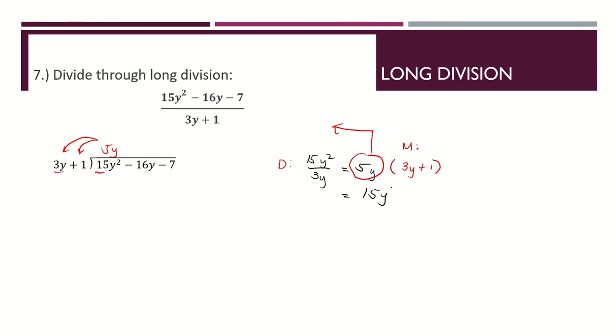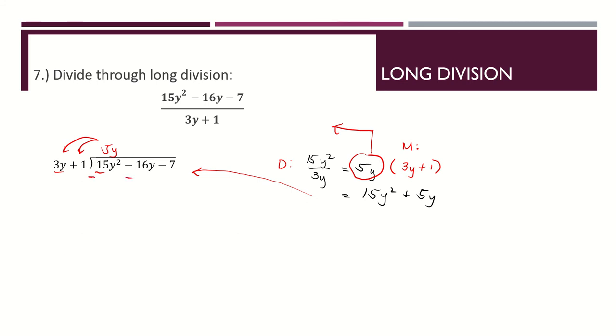Pag hindi ka bumalik doon, ibig sabihin may mali sa pag-divide mo. No? So, 5 times 3 is 15, y times y is y squared, and 5y times 1. No? So, wag niyong kalilimutan yun. You still have to multiply yung second term. No? So, yung iba kasi hindi i-multiply yung second term. Okay? So, after we divide, ito po ay isusulat natin under. Okay. So, pag sinulat na siya, dapat na-change na siya, no? So, it's negative. Negative and negative.